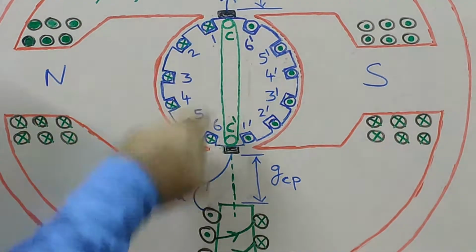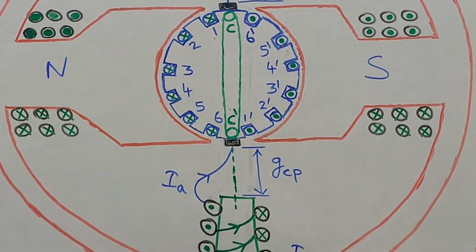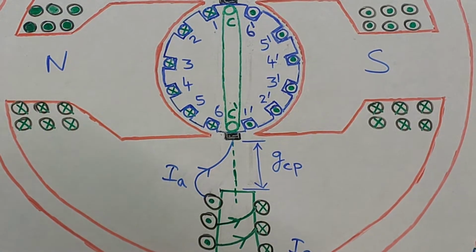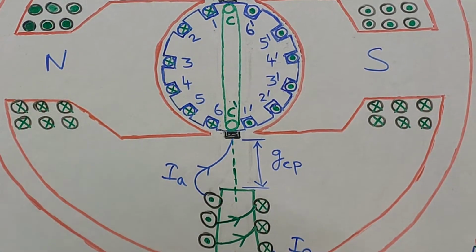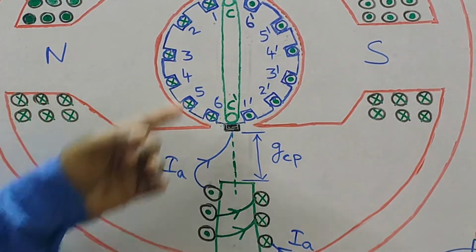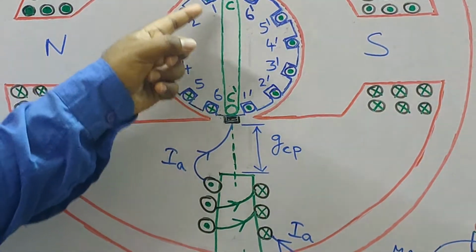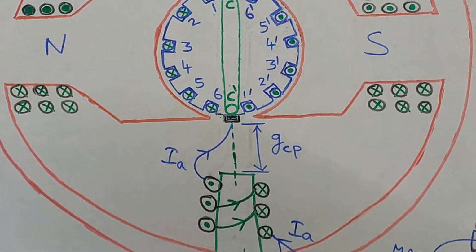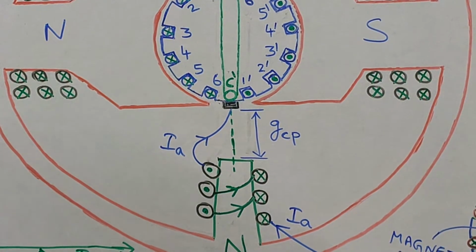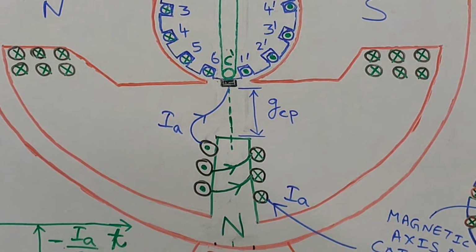No, actually this coil CC dash is indicating the position which is occupied by the coil which is undergoing commutation. So here the coil CC dash is drawn just to indicate that this is the position of the coil which is undergoing commutation. Simply speaking, you can say CC dash is indicating the position of the commutated coil.